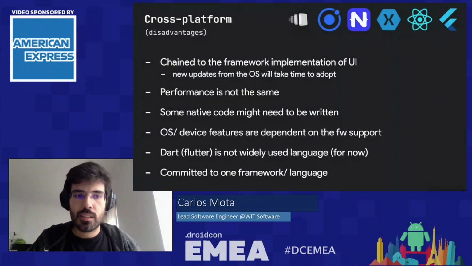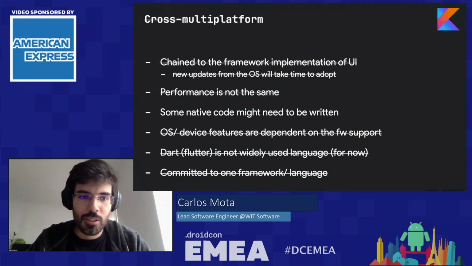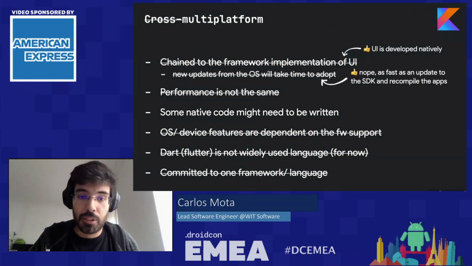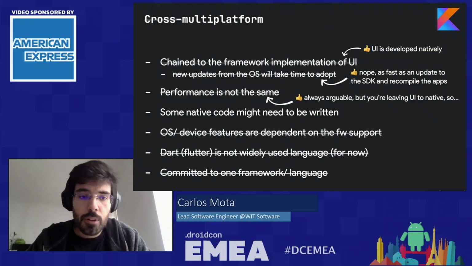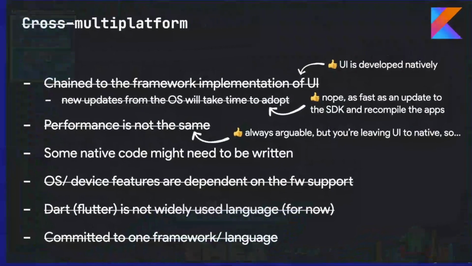So I was discussing the disadvantages of these cross-platform solutions. Well, if we talk about Kotlin, you can decide what you want to share. So the UI is always developed natively, so there's no problem here. And updating your application to use a new SDK, you just need to install a new SDK and perhaps compile the application. Performance is always arguable, but you're leaving this to the UI, to native, so it won't be a big deal. You will see a bit of compile time increase, but only that.